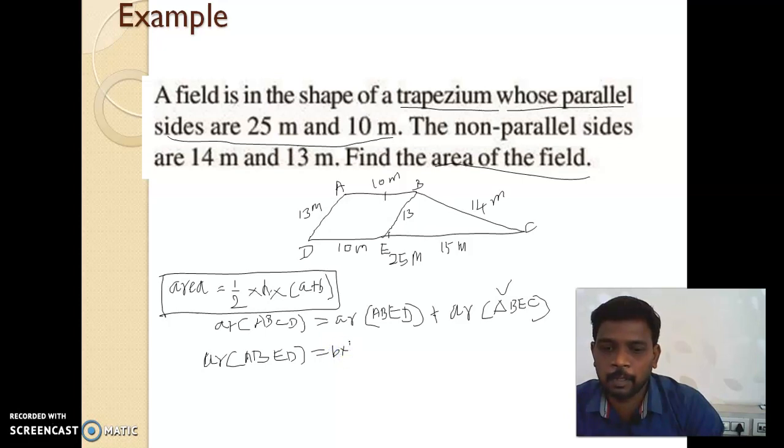So this is nothing but the area of the parallelogram ABED. The parallelogram's base is 10 meters, given here. Therefore, b equals 10 meters. And how can you find out the height?